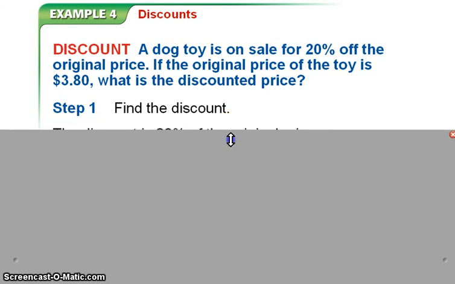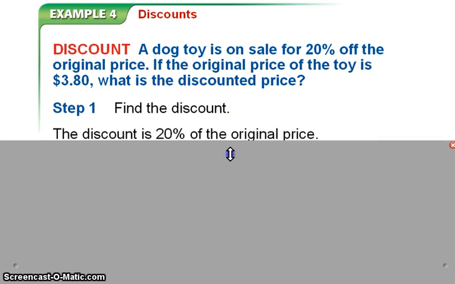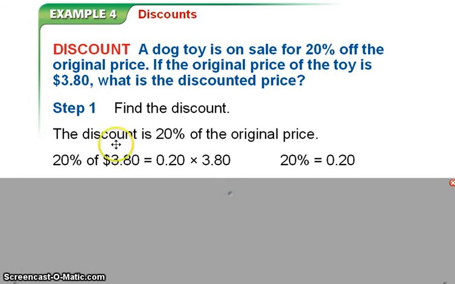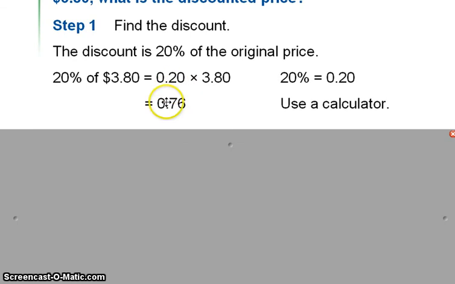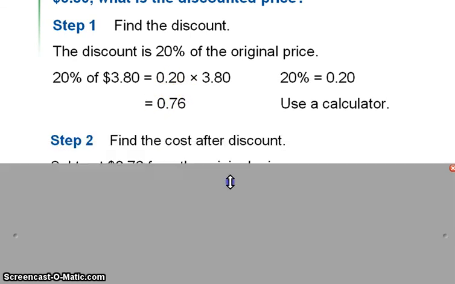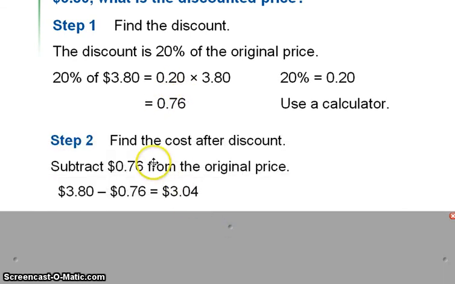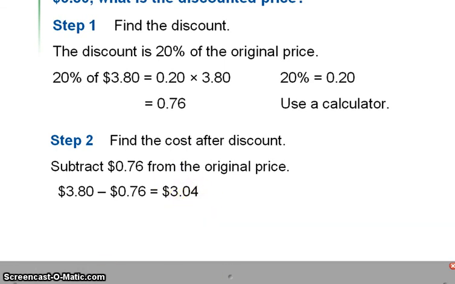Okay, in this problem, the dog toy is 20% off. Okay, and the original price was $3.80. So we need to take 20% or 0.2 times 380, and that gives us 76 cents. So we're getting 76 cents off of the original price. So since it's a discount, we need to subtract it from the original price. So 380 minus the 76 cents is $3.04. So there's your sale price right there. Okay?